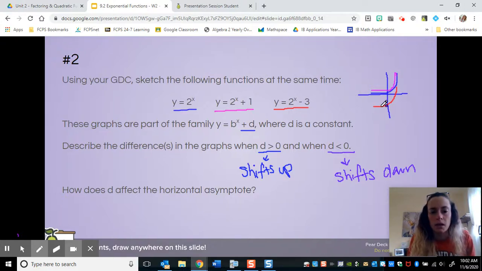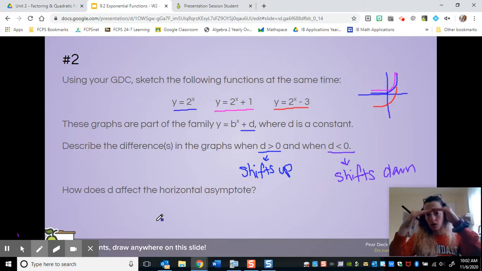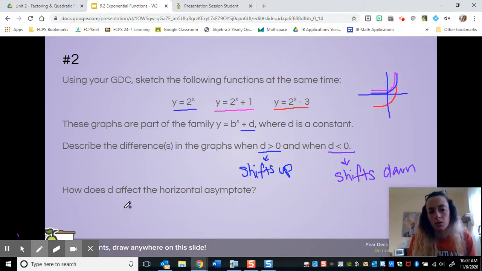So all of that to say that d changes where the horizontal asymptote is. If I take a horizontal line and I move it up or down, it's going to change where it is. So you can say just d moves the horizontal asymptote. We could also just say d is the horizontal asymptote.